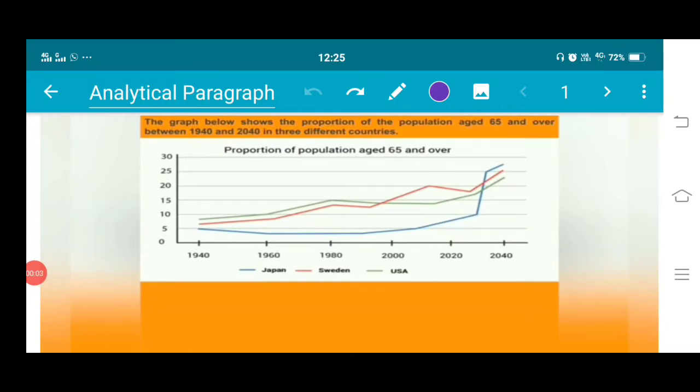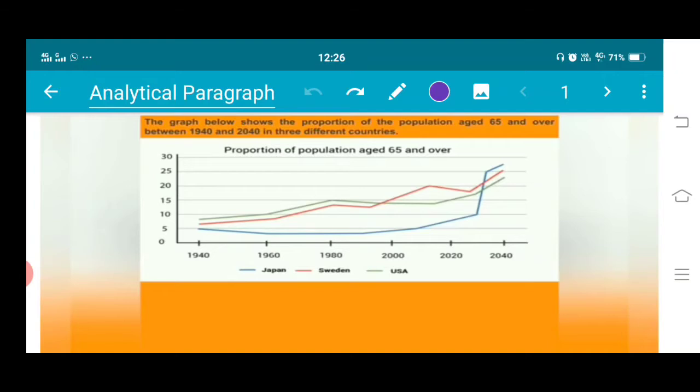Hello students, today in this video we are going to do the analysis of the line graph. As you know, in our last videos we have discussed the analytical paragraph and its aspects. So the first aspect of the analytical paragraph which we are going to do today is the line graph. If you remember, in our last video I gave you the vocabulary to be used in an analytical paragraph while doing the line graph. Okay, so here on your screen, the question is given to you and let's talk about how you have to do it.